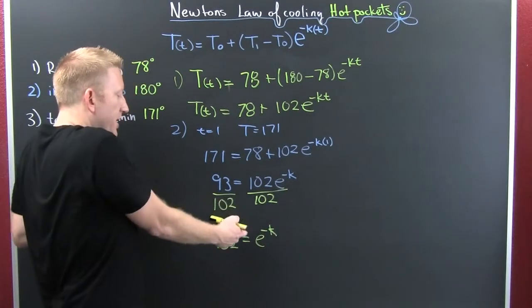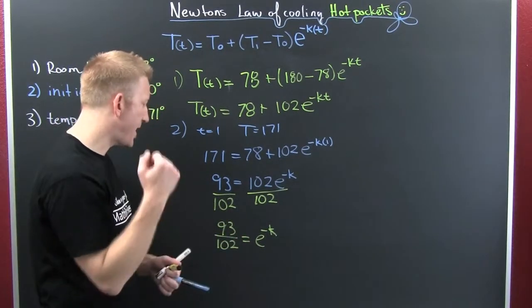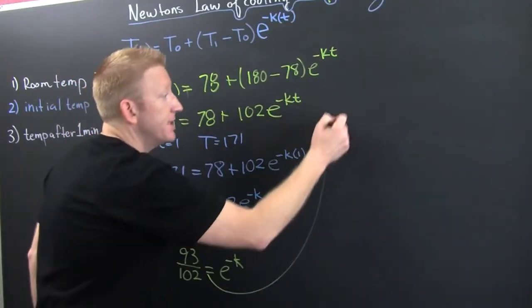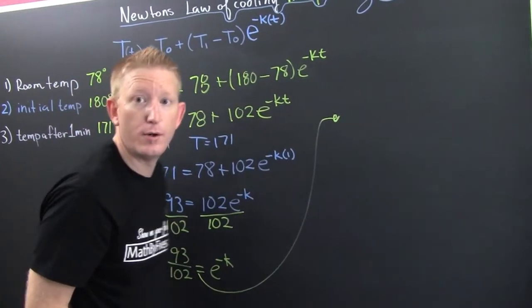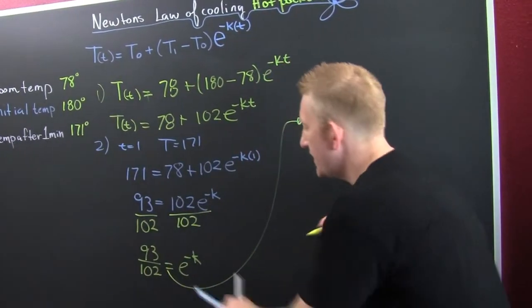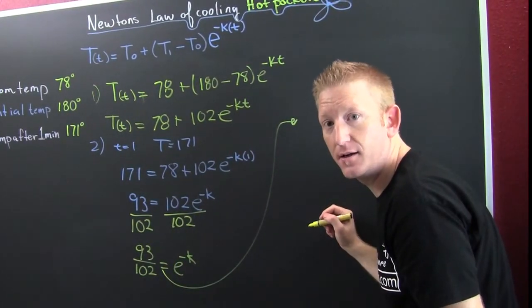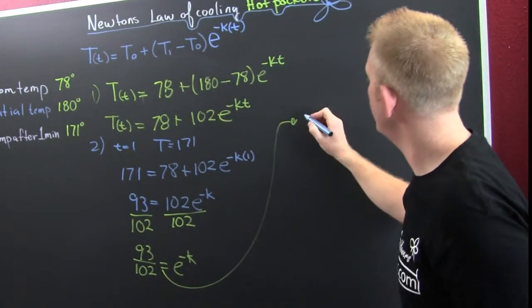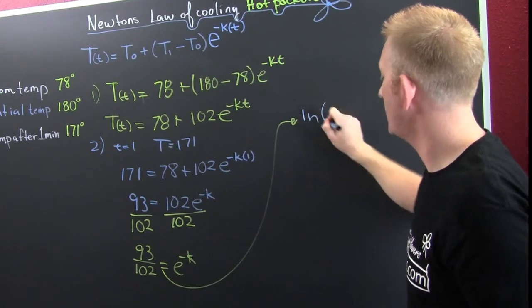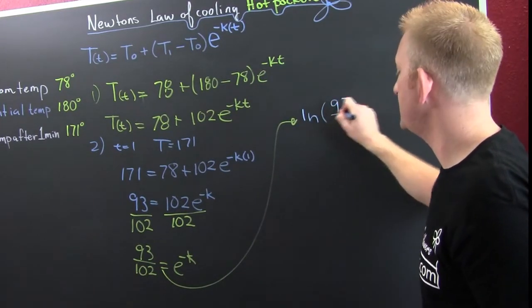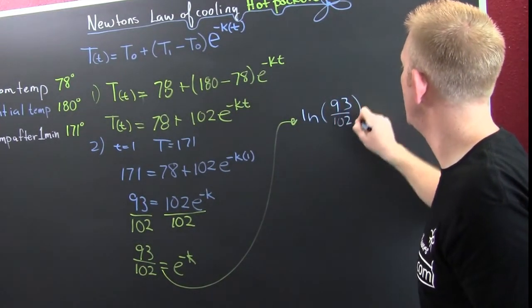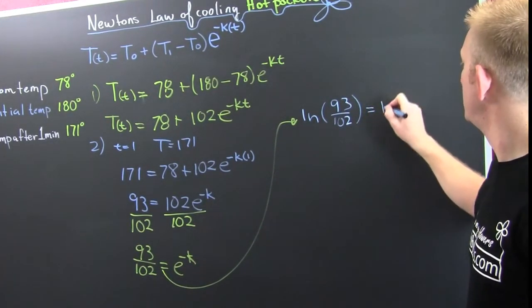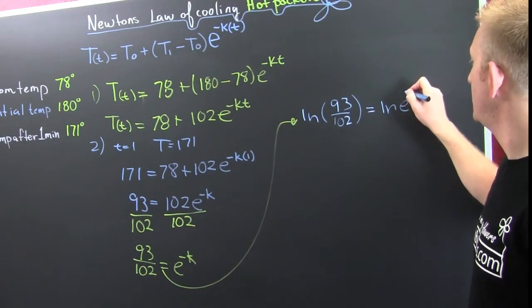Now that we've isolated the base, we're going to go logging. Yes. We need to take the natural log of each side. So I take the natural log of the left-hand side, so it's the natural log of 93 divided by 102. And then that's going to be equal to the natural log of e to the minus k.